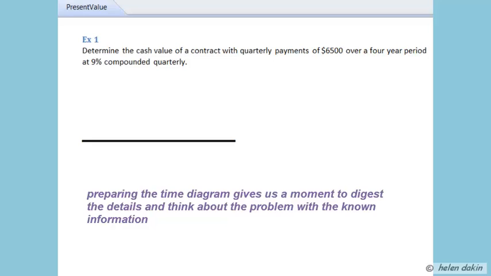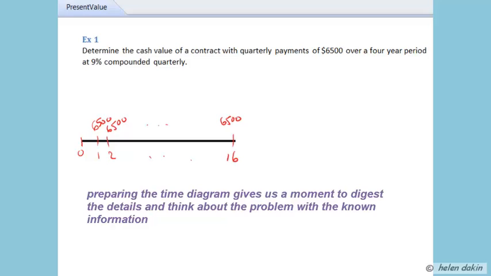We have quarterly payments of $6,500, and they're made over 4 years. Quarterly payments over 4 years means we've got 4 times 4, or 16 quarterly payments of $6,500, at the end of every quarterly period. The time diagram is beginning to take shape. We've got $6,500 payments at the end of every quarterly period, and there are 16 of them.